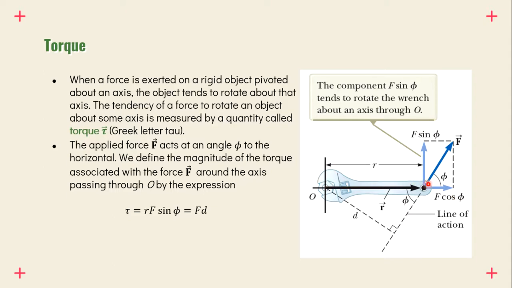The effective force that causes this rotation is the y component, right? If we break down the force F into two components, the x and y components, as you can see, the force F cosine phi here has nothing to do with the rotation because it is in line with the axis, okay? But the y component is perpendicular to the axis of rotation, so it causes the rotation. So that's why our formula for torque is R F sine phi, or F t, okay?